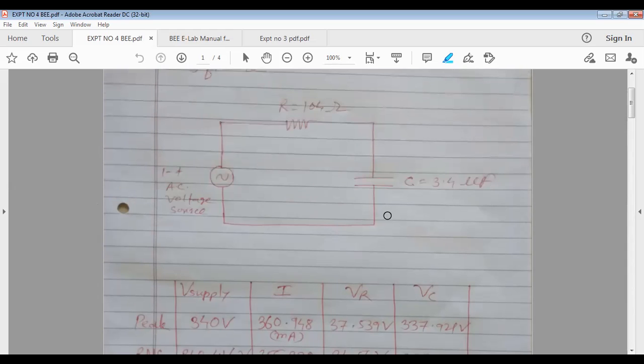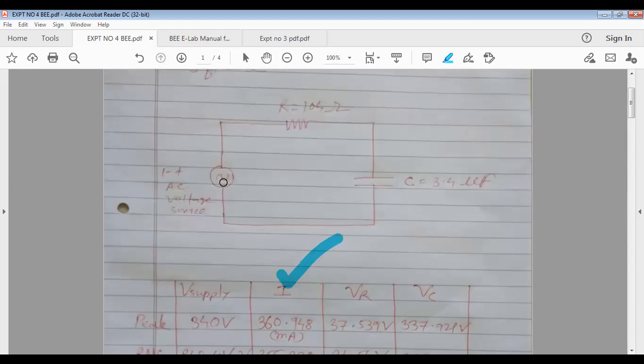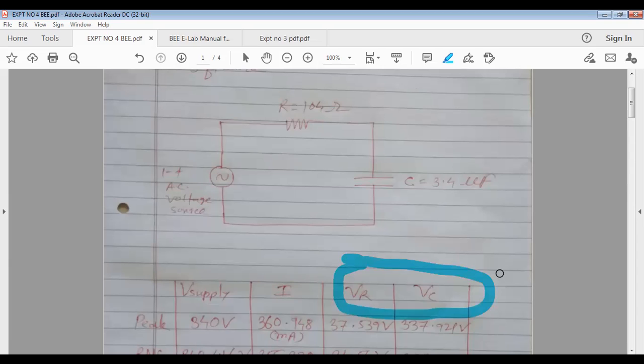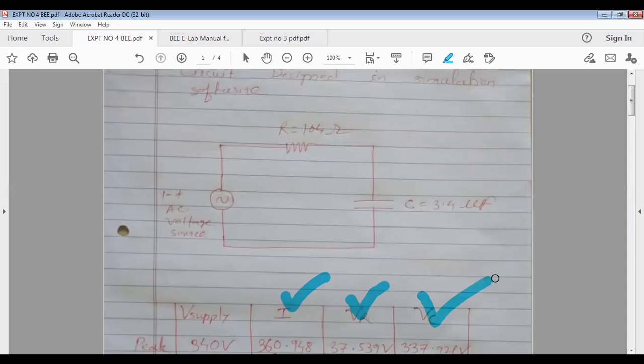So this circuit we will design, and then you have to note down the current flowing in the circuit. The same current will flow through the resistance and capacitor because it's a series circuit. What are VR and VC? Voltage drop across resistance and capacitor. Very good. VR and VC are the voltage drops across resistance and capacitor. Okay. So you have to measure these parameters: current flowing through the circuit, VR and VC.